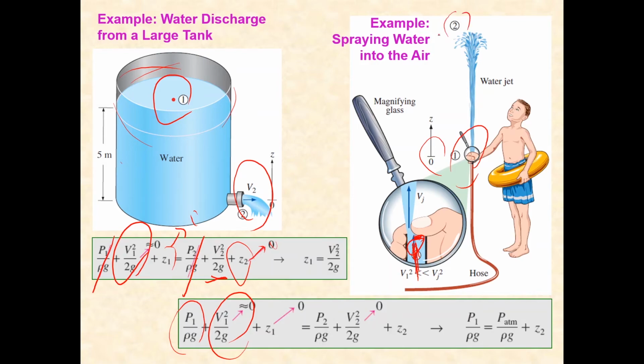Meanwhile, at point 2, P2 is exposed to atmosphere. So P2, we can just substitute with P_atm, and this is the maximum location where the water goes up. So that means this is where the velocity becomes 0, and then you can find Z2. So from this, if we know what P1 is and we know the atmospheric pressure, you can find how far the water can travel vertically upward. Or if we know Z2, we can find the pressure at the exit of the hose.